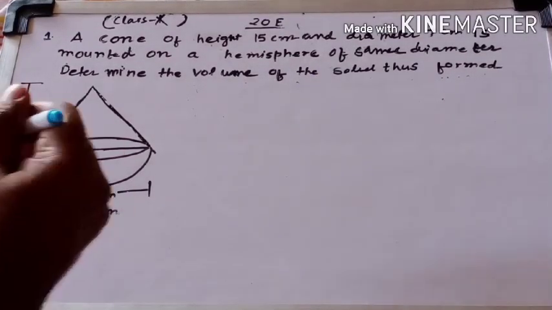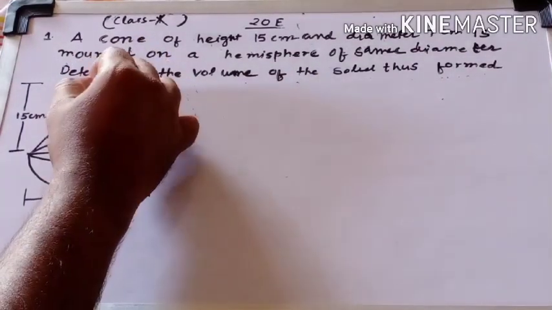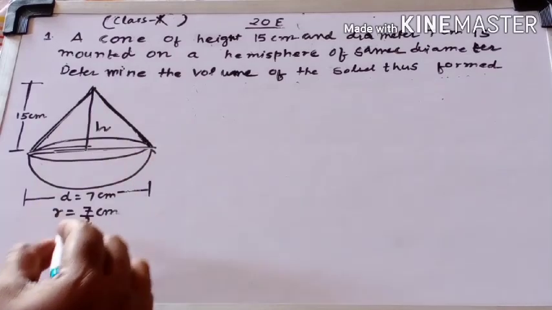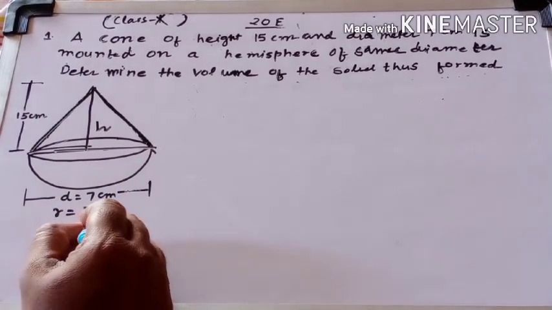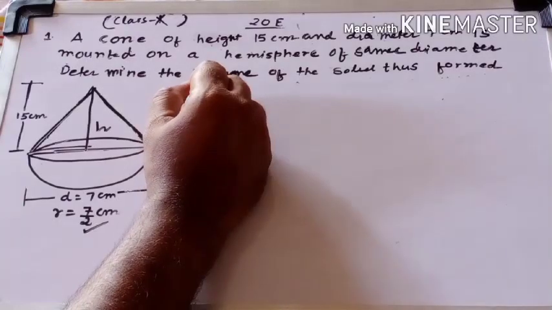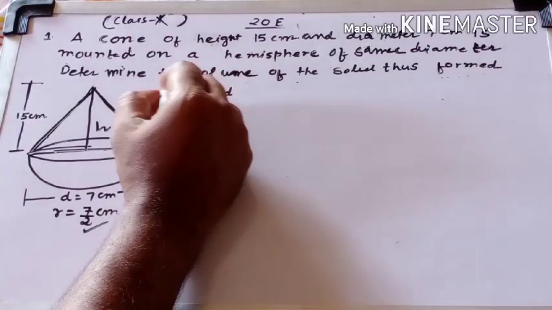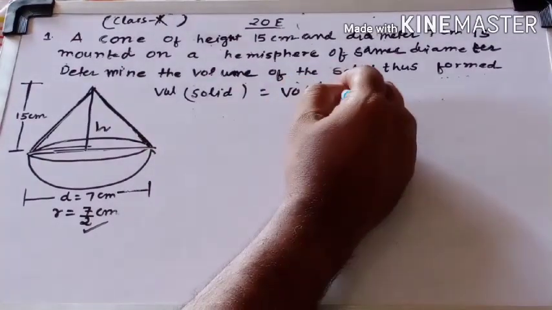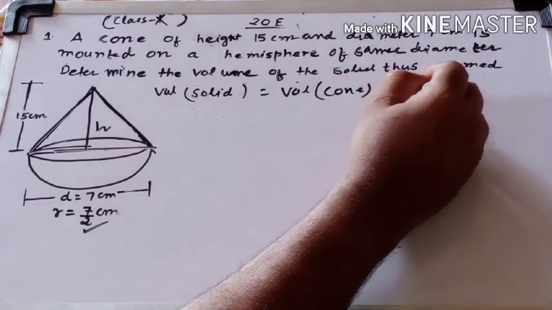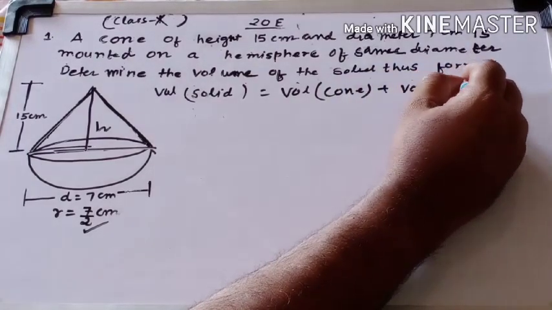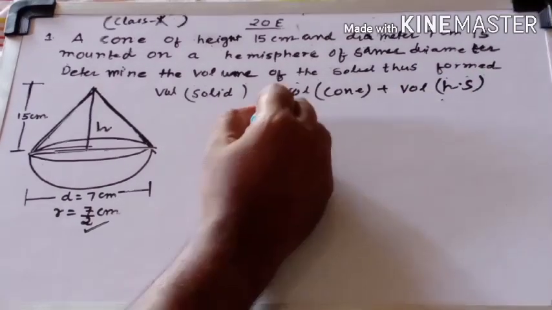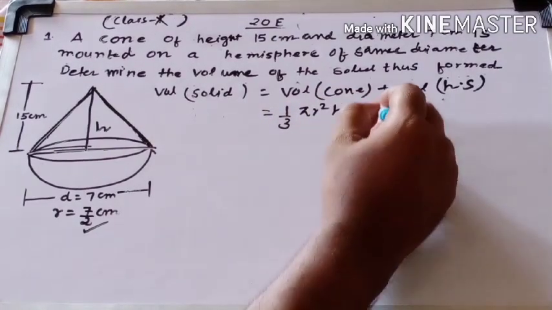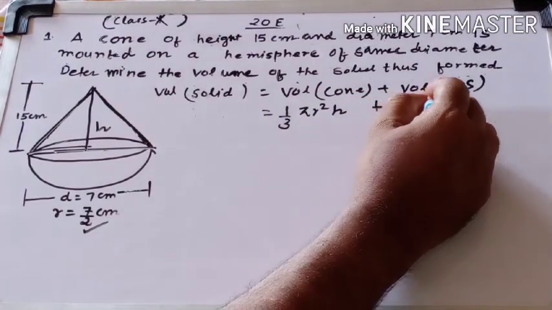So diagram is already given here. A cone whose height is given as 15 centimeter. This is its height. And diameter is given 7 centimeter. So radius will be 7 by 2 centimeter. If you have to find out volume of solid, its volume is to be calculated. So it will be volume of cone plus volume of hemisphere. Volume of cone formula is 1 by 3 pi r square h, and volume of hemisphere formula is 2 by 3 pi r cube.